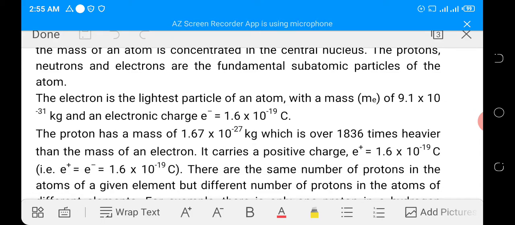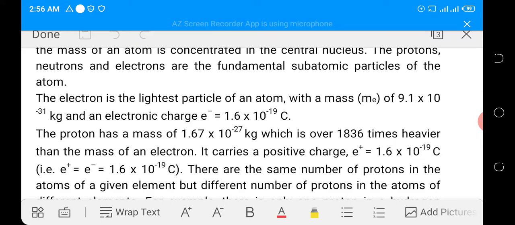The electron is the lightest particle of an atom with a mass of 9.1 times 10 raised to the power minus 31 kilogram and a charge of 1.6 times 10 raised to the power minus 19 coulomb. The proton has a mass of 1.67 times 10 raised to the power minus 27 kilogram, and this is over 1,836 times heavier than the mass of an electron. You can see that the electron is very, very light.